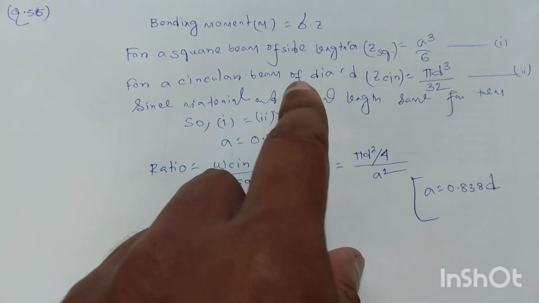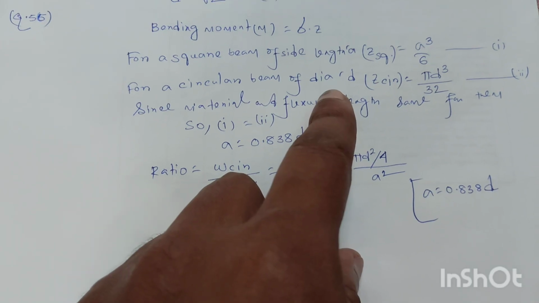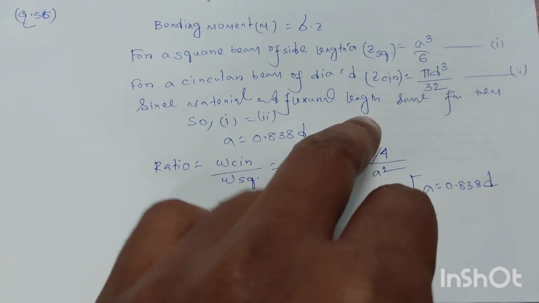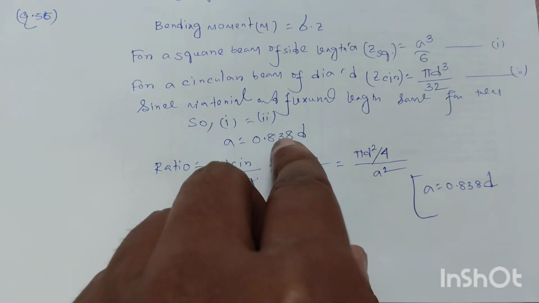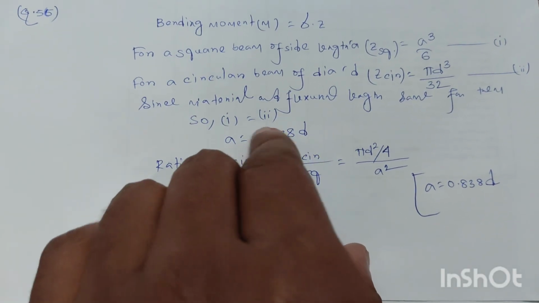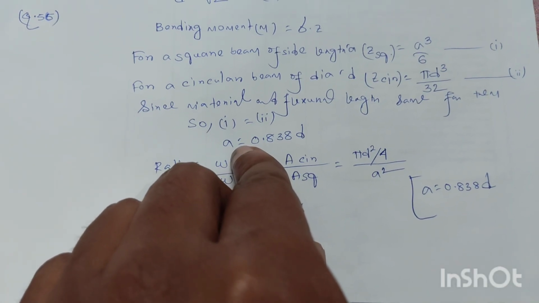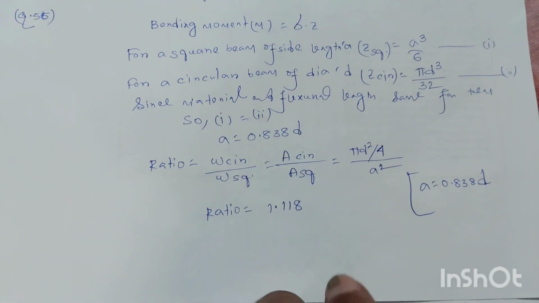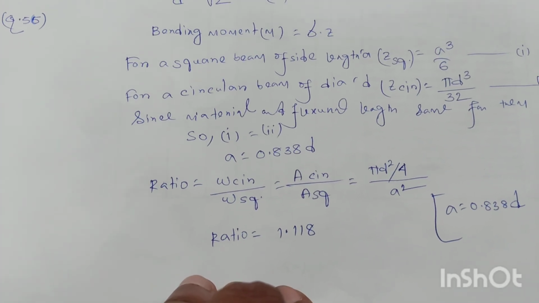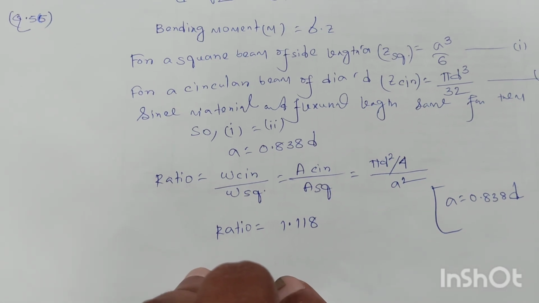And for a circular beam of diameter small d, section modulus will be pi d cube by 32. That is equation number 2. Since material and flexural strength are the same for them, equation 1 will equal equation 2, because the section modulus will be equal to each other. And if we do that, the side length of the square beam A will be equal to 0.838 small d. And as both beams are made of the same material and of the same length, the area will be proportional to the weight of the beam for both beams.